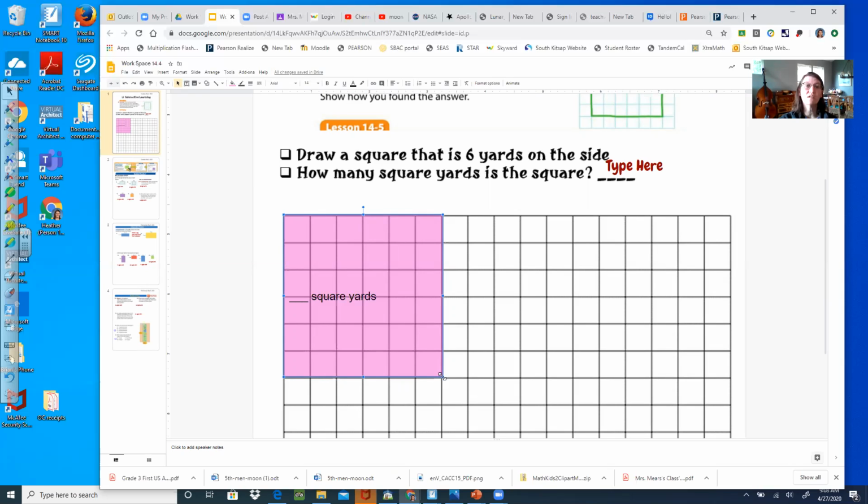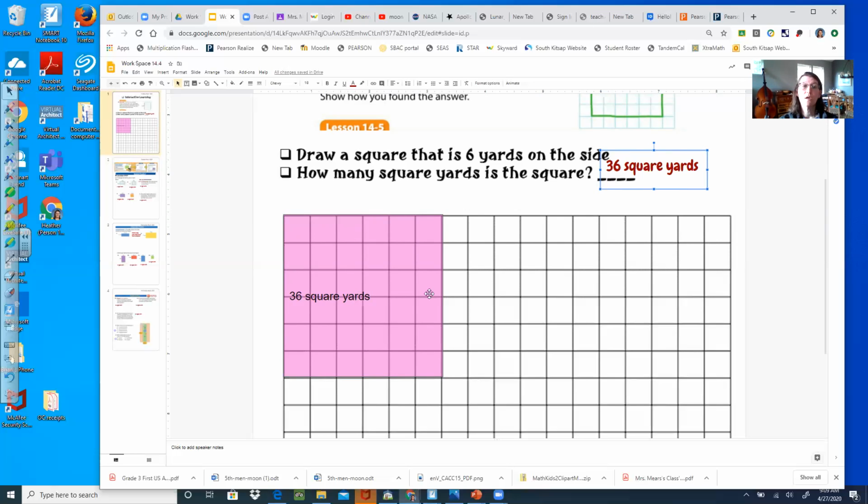6 times 6 is, so I'm gonna grab that spot right there and I'm gonna type in 36 square yards. And then up here, I'm also going to put 36 square yards. Now, if I had figured out how to do the little raise to thingy, I would do that, but I have not figured out how to do that yet in Google Slides. So I'm not going to model that.